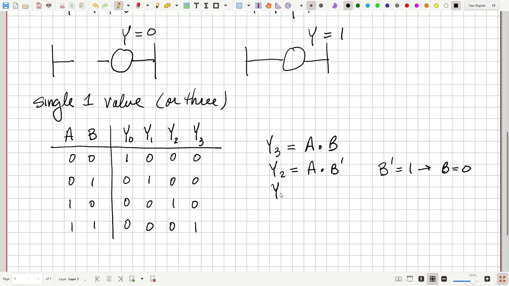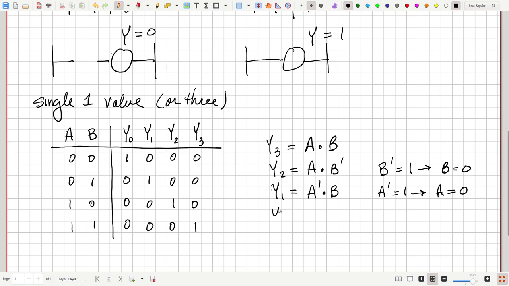How about y1? Same idea. Here we go, and we want this row to have the output be equal to 1. Well, this would be when a is 0 and b is 1. So a is 0, so a prime is 1, and b is 1. So this is 1 when a prime is 1 and b is 1. And a prime is 1 when a is 0. So a is 0 and b is 1.